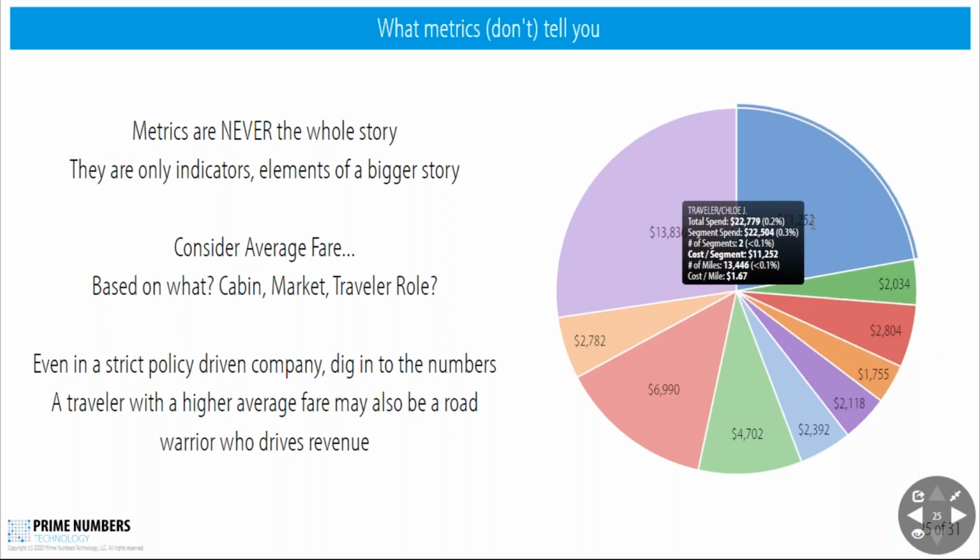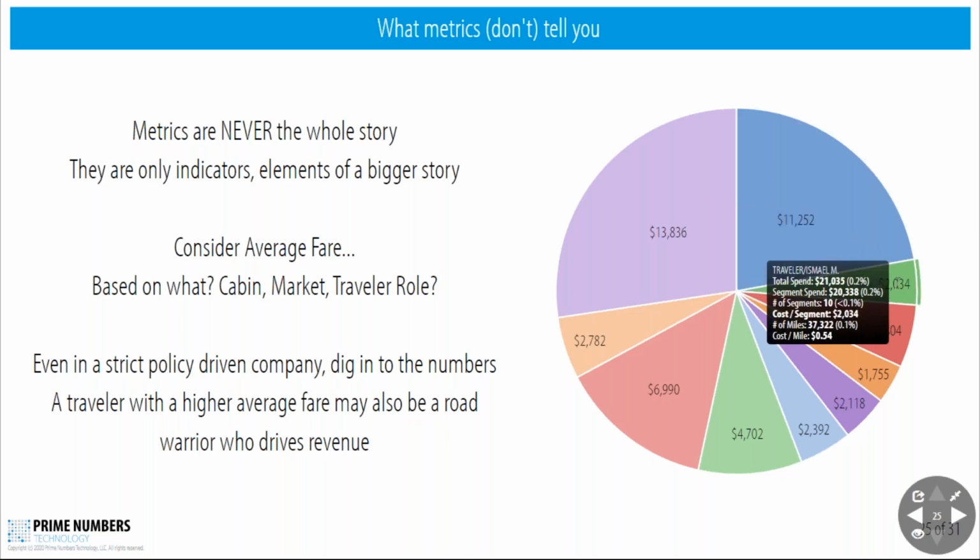If I'm looking at this fare for this particular traveler, there are only 2 flights. This is essentially one trip. This is a really high cost. The total spend was $22,000 for this one trip. But what we don't know is that this traveler is a road warrior that really drives revenue, that this trip landed us the biggest client we got this year. Those are the things, the context, the human nature behind the metrics. Whereas if we look here, this traveler had the same total spend, 10 different flights, roughly 5 trips, and didn't sell a thing. So metrics just don't tell you everything.